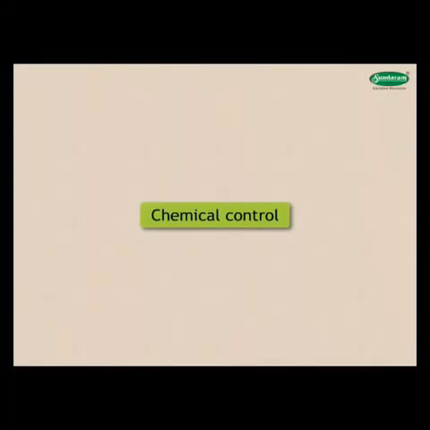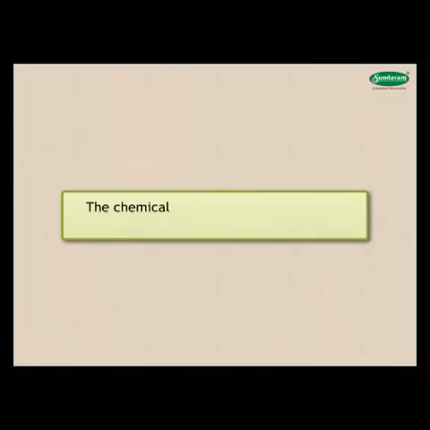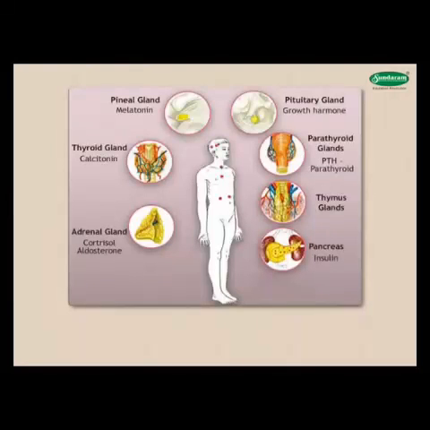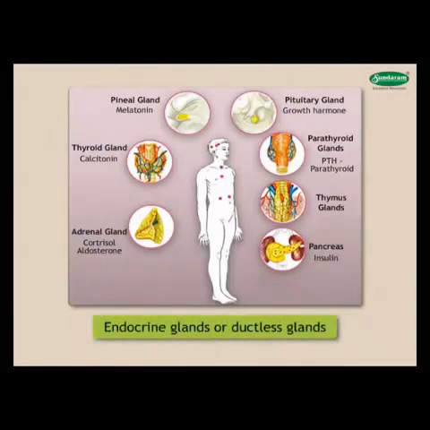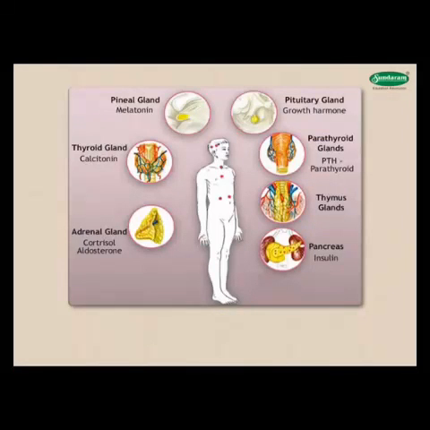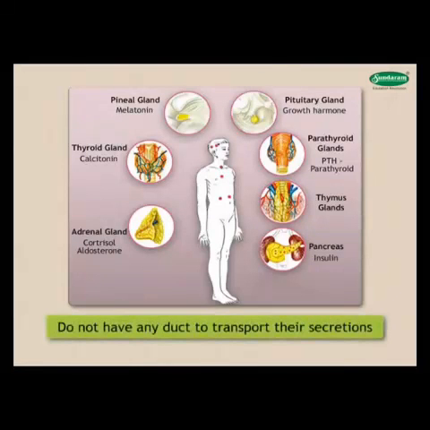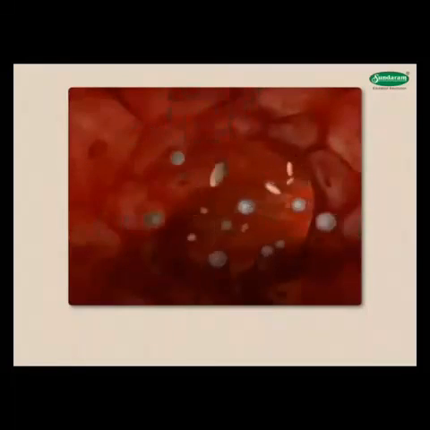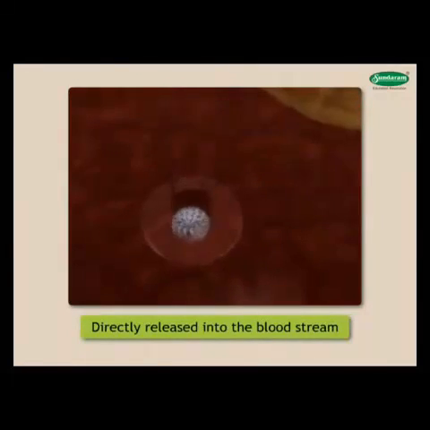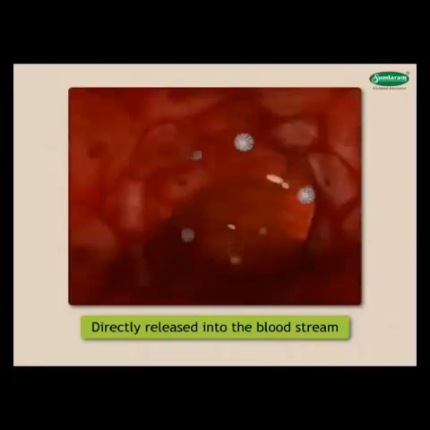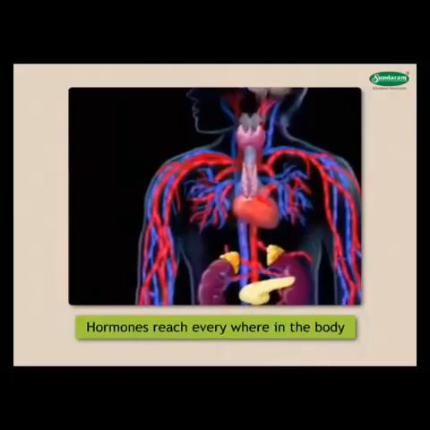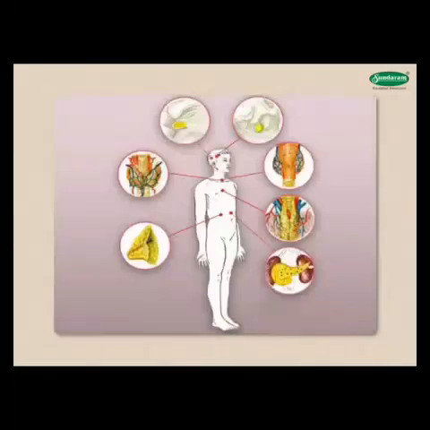Let us consider what is chemical control. The chemical control is brought about by chemical substances called hormones. These hormones are secreted by the endocrine glands, also known as the ductless glands. Very true to its name, these glands do not have any duct to transport their secretions. Thus, on production, these hormones are directly released into the bloodstream. Due to this, the hormones reach everywhere in the body, though the glands secreting them are located in particular places.